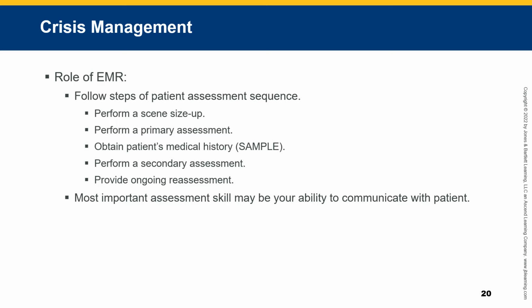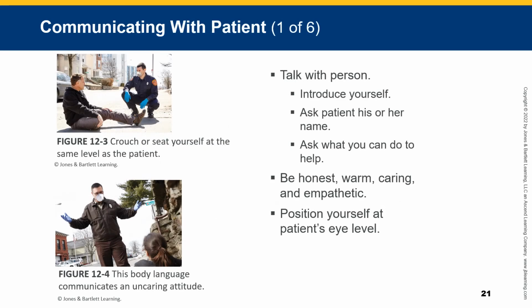With crisis management, the role of an EMR is to follow the steps of a patient assessment sequence, and we'll review them once again, not just for the sake of redundancy, but also to help you cement it into your mind. First, perform a scene size up. B, perform a primary assessment. C, obtain the patient's medical history. Next, perform a secondary assessment. And finally, provide reassessment. The most important aspect of assessment skills may be your ability to communicate well with your patient. In the next few slides, we're going to talk about communicating with the patient.